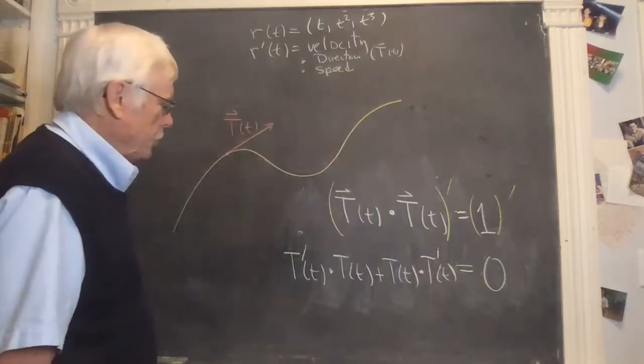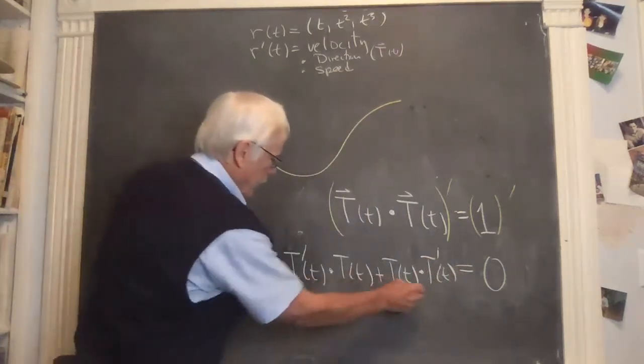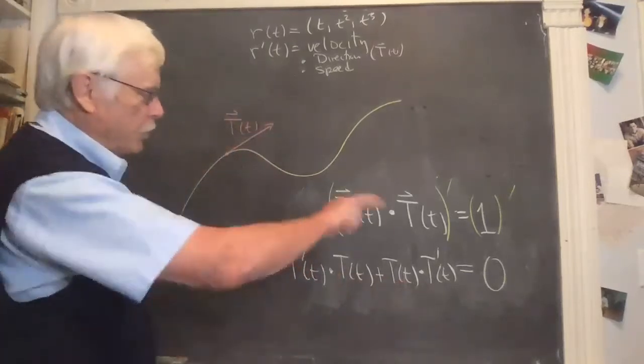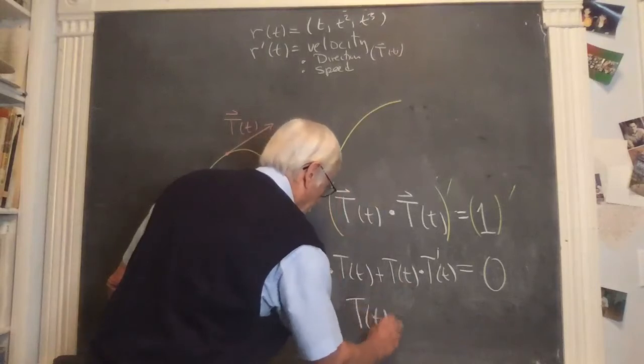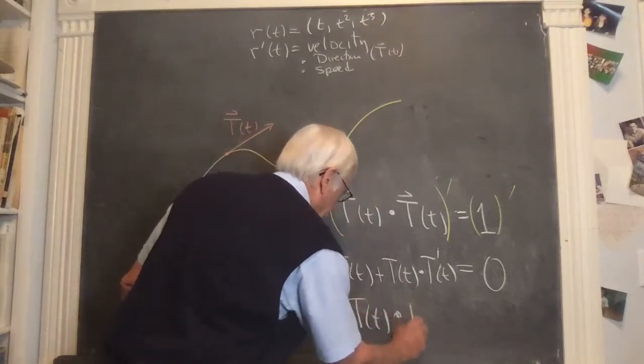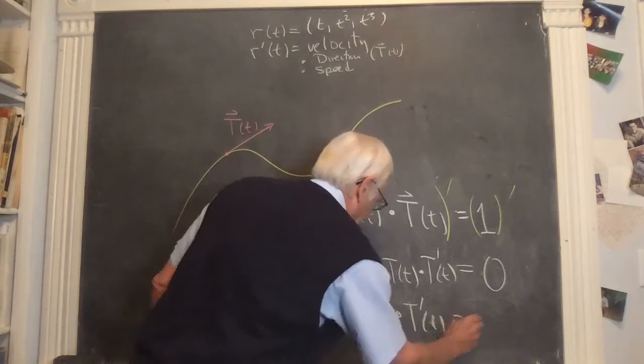So that gets you this. And these two are the same because the dot product is commutative. You can do it in any order. So this tells you that T of t dot T prime of t is 0.